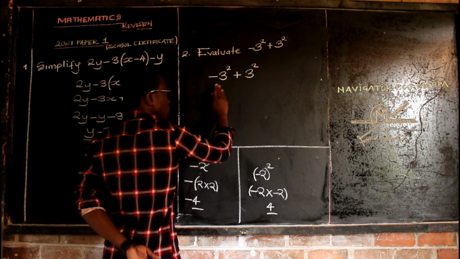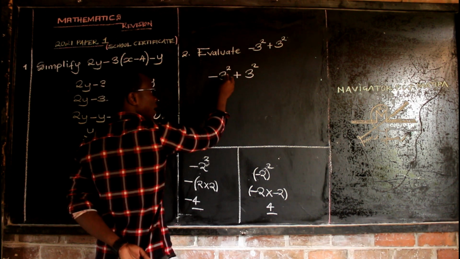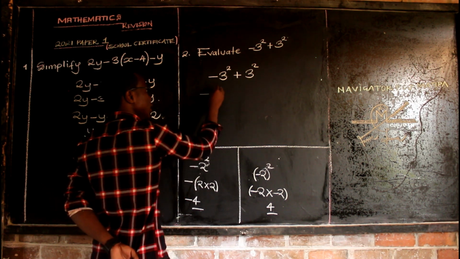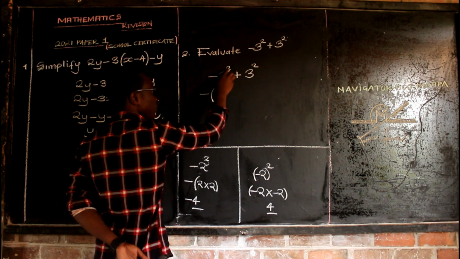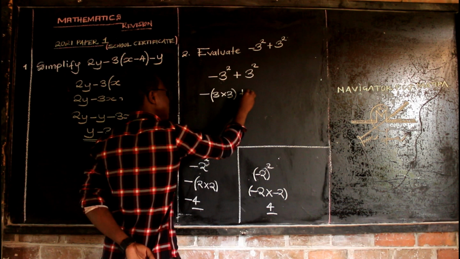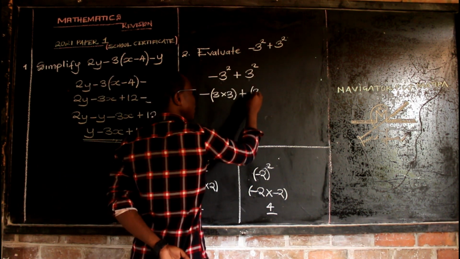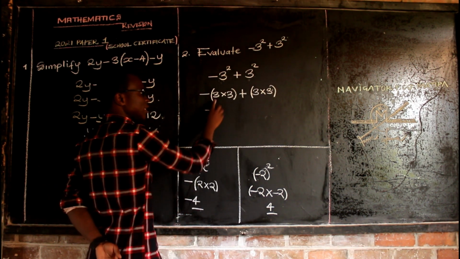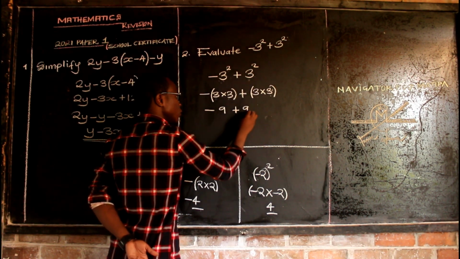The same applies to this one. This negative is independent, and this square is only affecting this 3. So you maintain this negative, which is independent in this case. Then 3 squared simply means you multiply the base by itself the number of times of the power, so 3 times 3. Then plus, 3 squared is 3 times 3 as well. Maintain a negative, then 3 times 3 is 9. So 9 plus 3 times 3 is 9 as well.